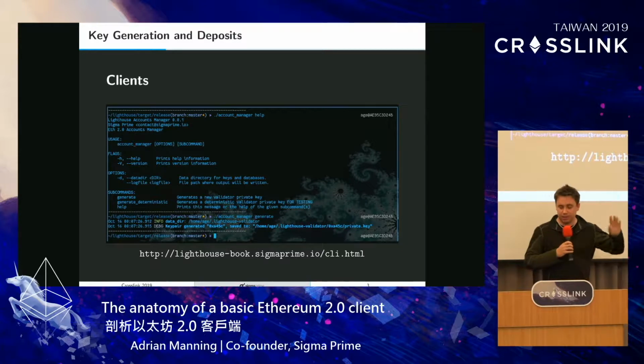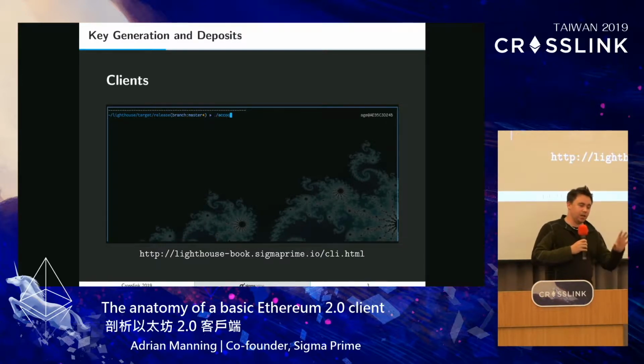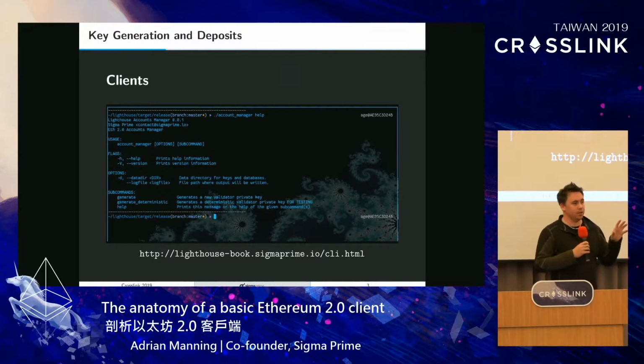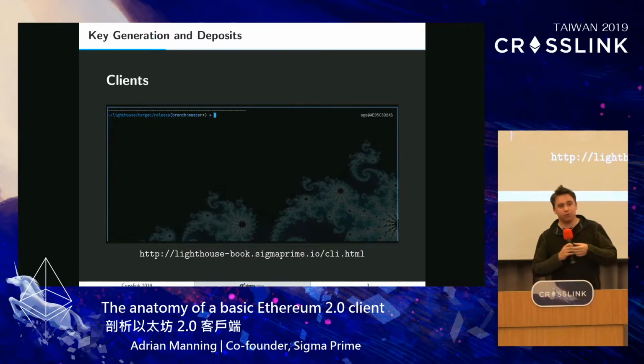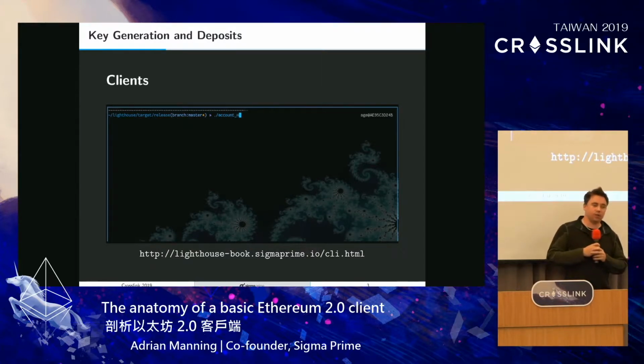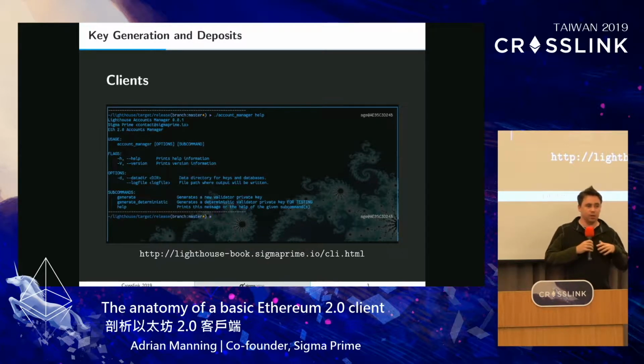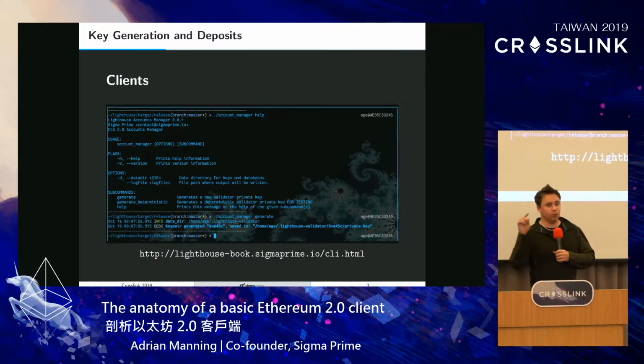The idea is currently we have CLIs, command line interface tooling, that allows you to run a single command to generate some validator keys. As we move closer towards mainnet, I think all of the client teams will be focusing more towards UI things, so that you'll be able to just click and point to generate a key.